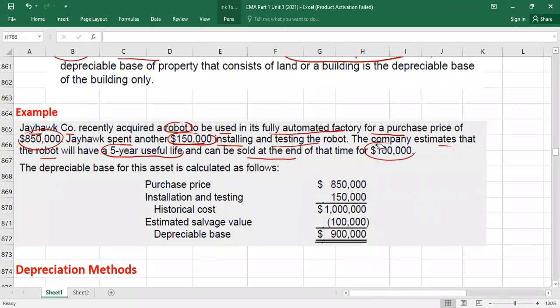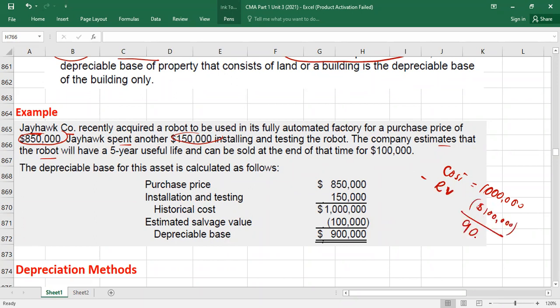So if you want to calculate, for example, what is the initial cost? Initial cost should include purchase price plus testing and installation. So it means your cost is going to be $1 million. If you want the depreciable base, you have to deduct from here what? Residual value, which is how much? $100,000. So $900,000 is called your depreciable base.